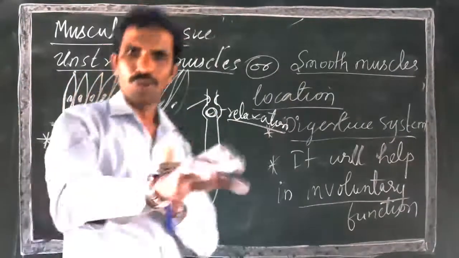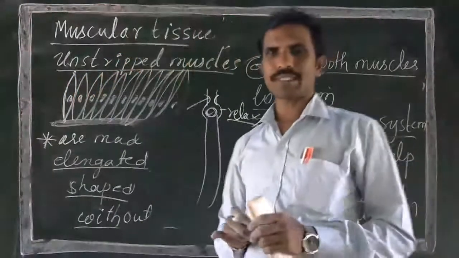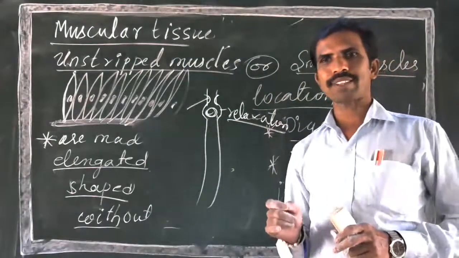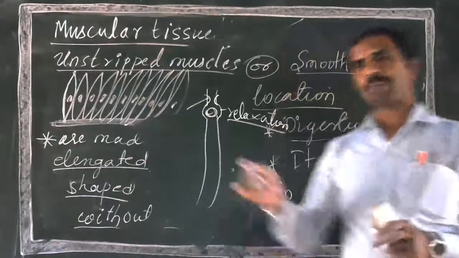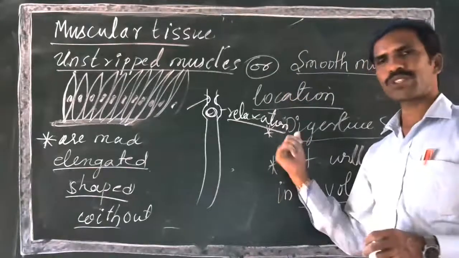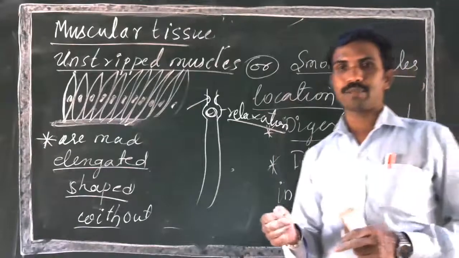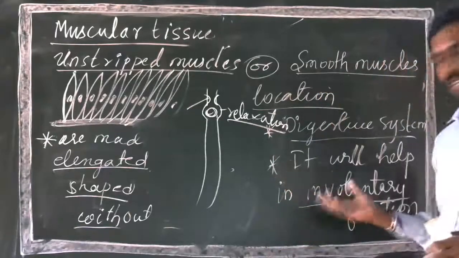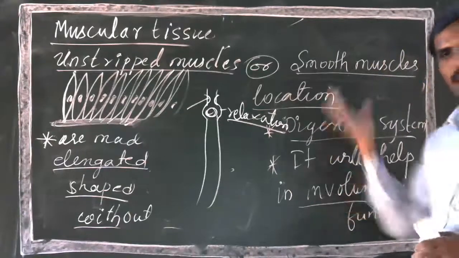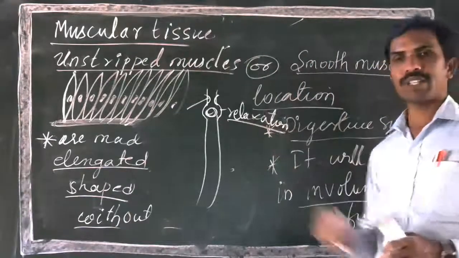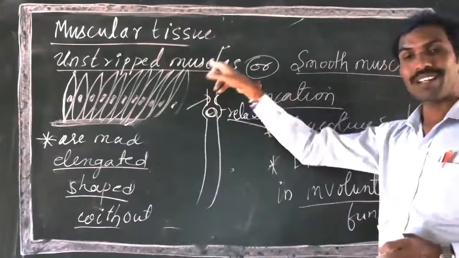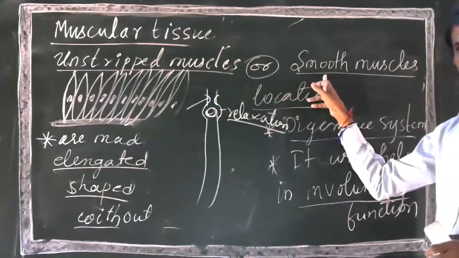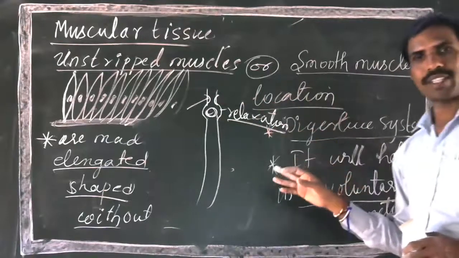One contraction and one relaxation makes the food move inside the esophagus. That movement, as I said, is peristalsis. That peristalsis movement happens inside the digestive system for the movement of the food. This is how it happens. That is not in our control actually. That is controlled directly by the brain with the help of muscular tissue called unstriped muscle, or we call it smooth muscle, which carries out the involuntary activity.